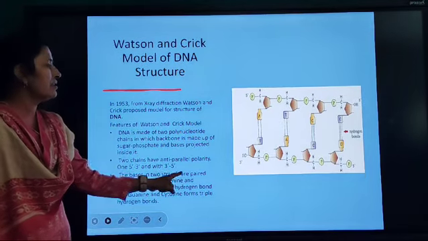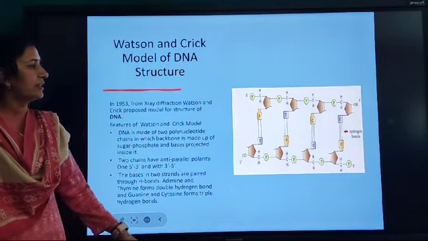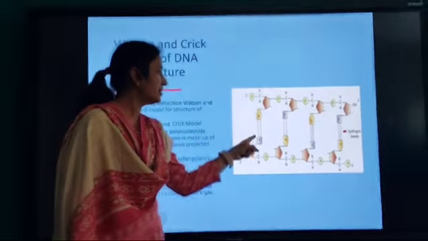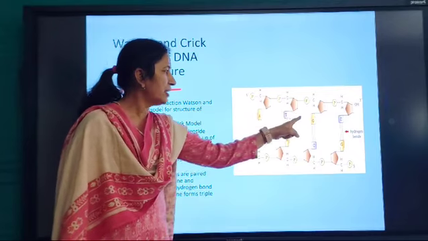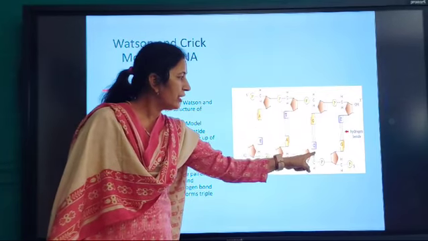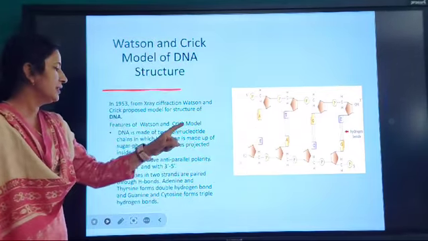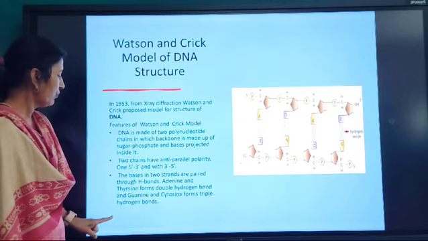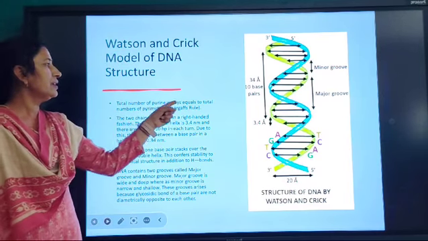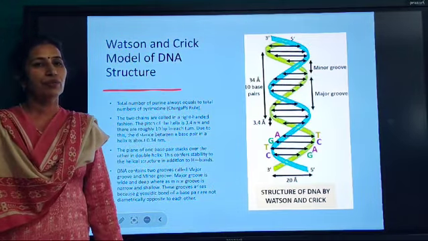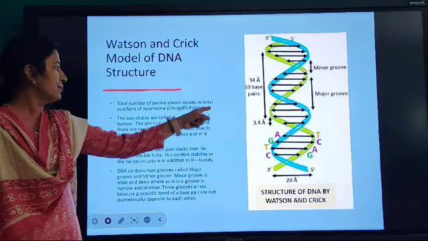Bases in the two strands are complementary to each other. That is, adenine is always paired with thymine by 2 hydrogen bonds. Cytosine is paired with guanine by 3 hydrogen bonds. These hydrogen bonds provide stability to the DNA. The number of purines is always equal to the number of pyrimidines. This is Chargaff's rule.